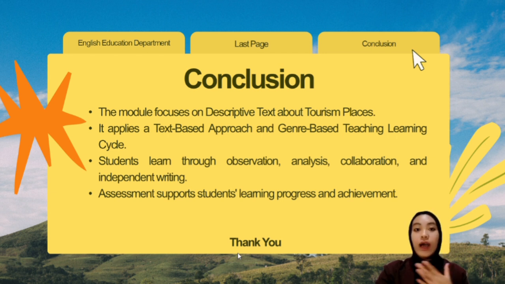Through developing this module, I learned the importance of designing structured, student-centered, and meaningful learning activities that help students improve both their language knowledge and writing skills. I think that's all my presentation today. Thank you for your attention.